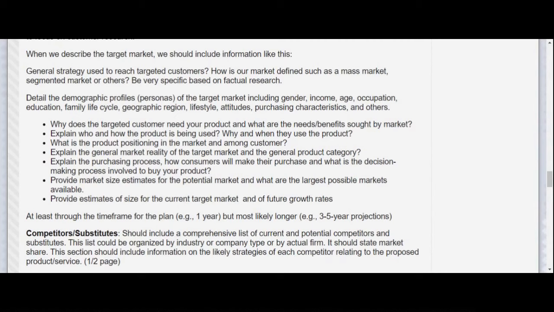Like, why does the target customer need your product? And what are the benefits sought by the market? How is the product going to be used? Why and when will they use the product? When you start thinking through this, you could start understanding how that customer could be perfect for you and understand what makes sense. Okay. What's the purchasing process? How does a consumer get to the product? How do they buy it? How do they make a decision to get the product? So all that's part of this marketing strategy here when you come to target market.